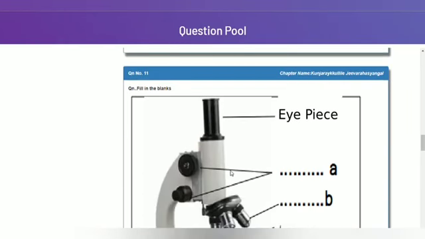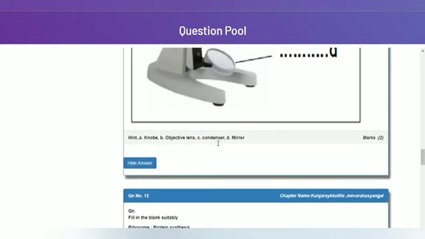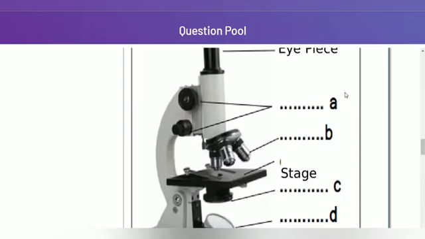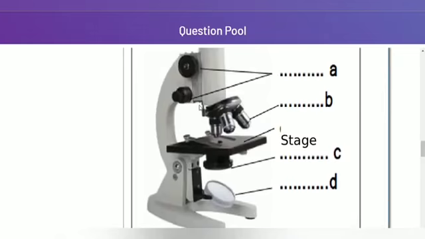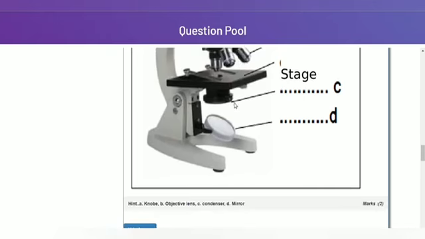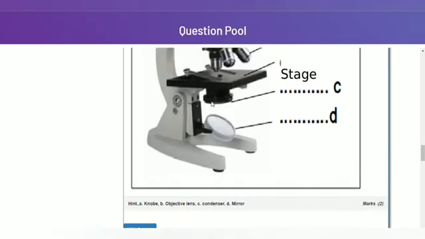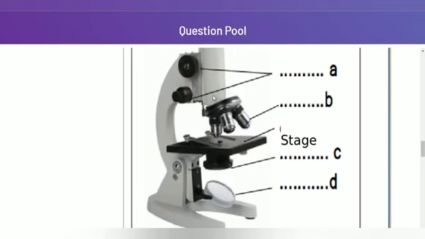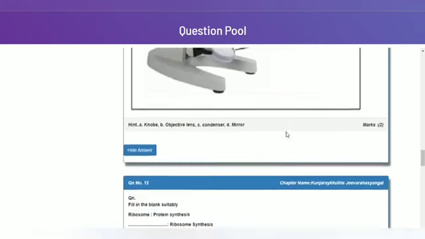Then next question, fill in the blanks. The picture of a microscope is given. We have to label the parts. A is the knob. B is the objective lens. C is the condenser. D is the mirror.